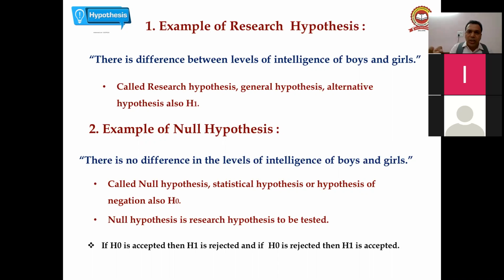Instead of my original topic, what was my original research topic? There is a difference between the level of intelligence of boys and girls. I don't have to study that. I have to study my null hypothesis, because every research topic needs a null hypothesis. Unless you make the null hypothesis, you don't get the direction in which you have to work. So when you make the null hypothesis and after 2 years you establish the theory, you find out whether your null hypothesis is accepted or rejected.